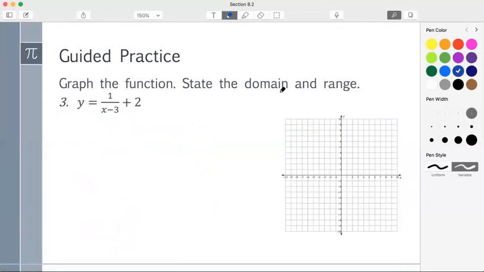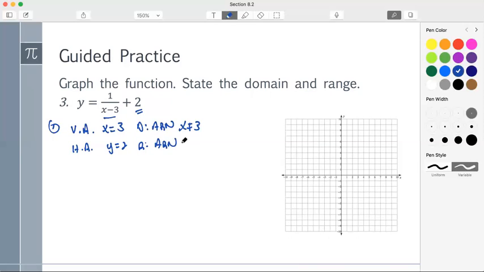All right, example number 3. Again, at Puzzle People, you've got your horizontal and vertical asymptotes, domain and range to plug in. All right. So step 1, vertical asymptote is going to be at x equals 3. That's right there. So that means your domain is all real numbers such that x cannot equal 3. Your horizontal asymptote is going to be y equals 2. There's a k. So your range is all real numbers such that y cannot equal 2.